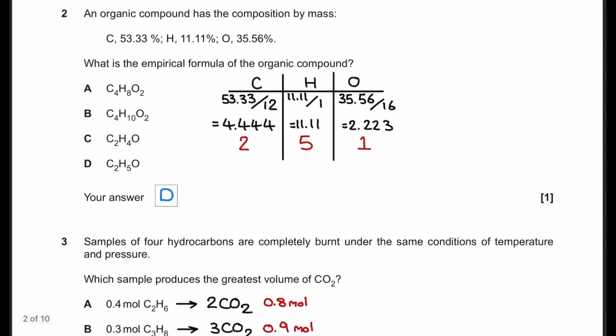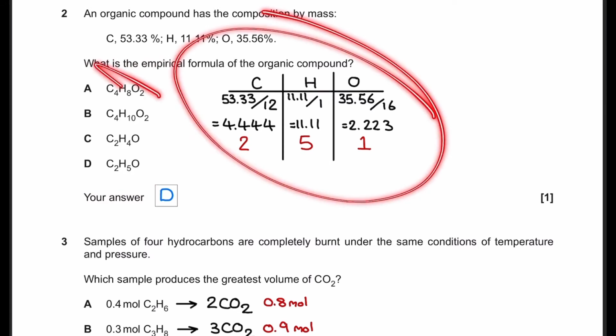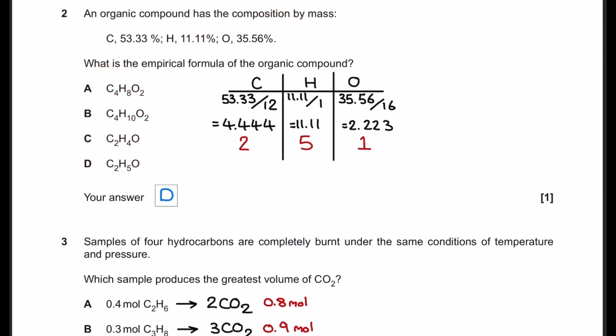Moving on to question 2, and you can see we have a fairly standard empirical formula calculation question with a lot of distractors. So my recommendation is do your normal working out as I've done here, and ignore all of these until you are completely satisfied that you've established the simplest whole number ratio between your elements in the formula. And so here, for instance, I've got 2, 5, and 1, which leads me directly to answer D.